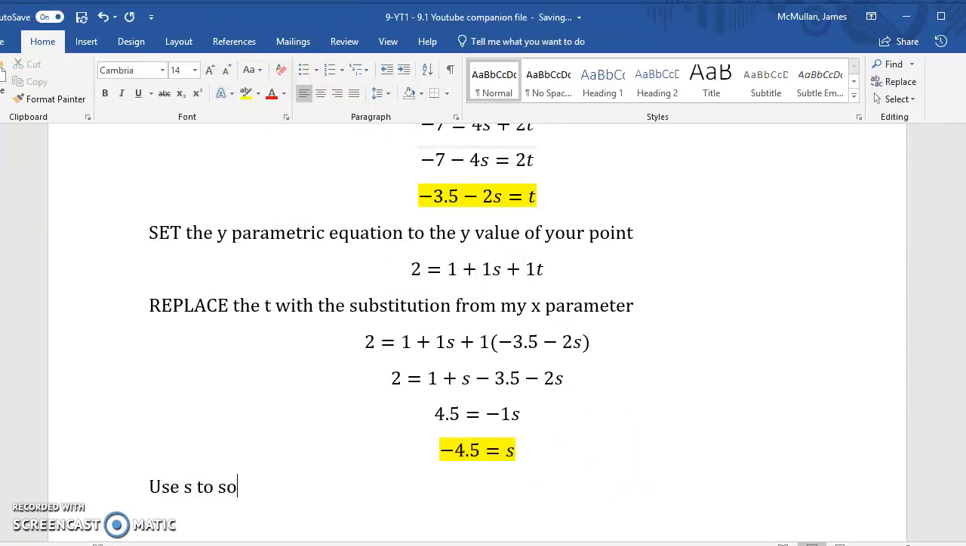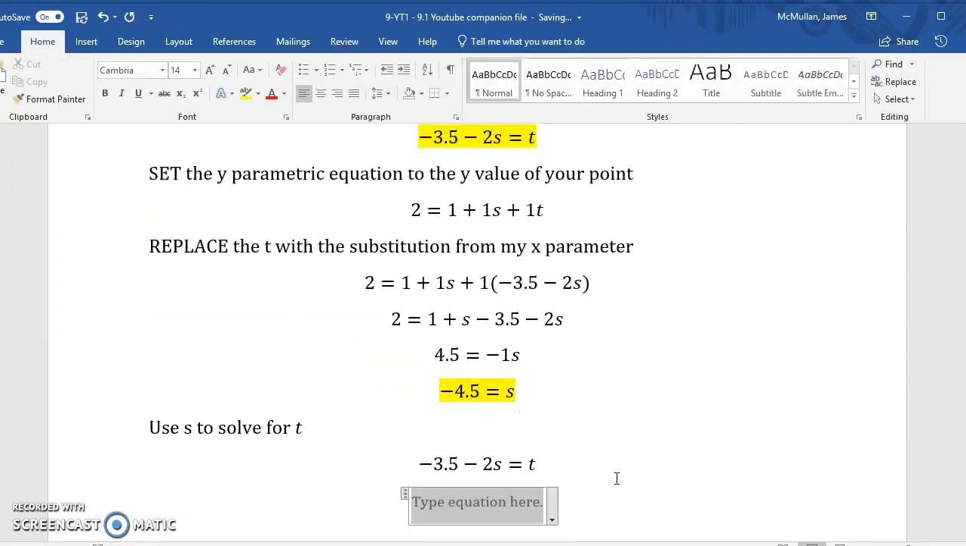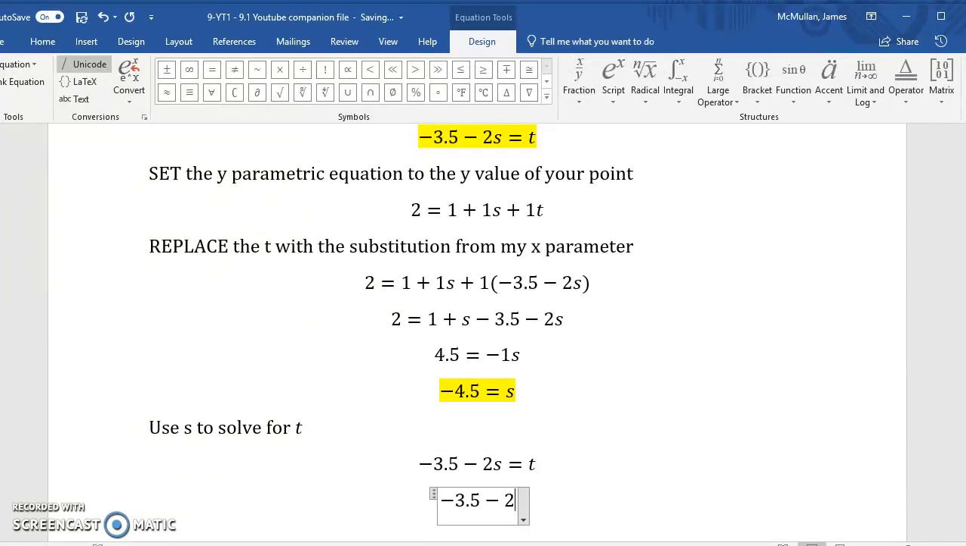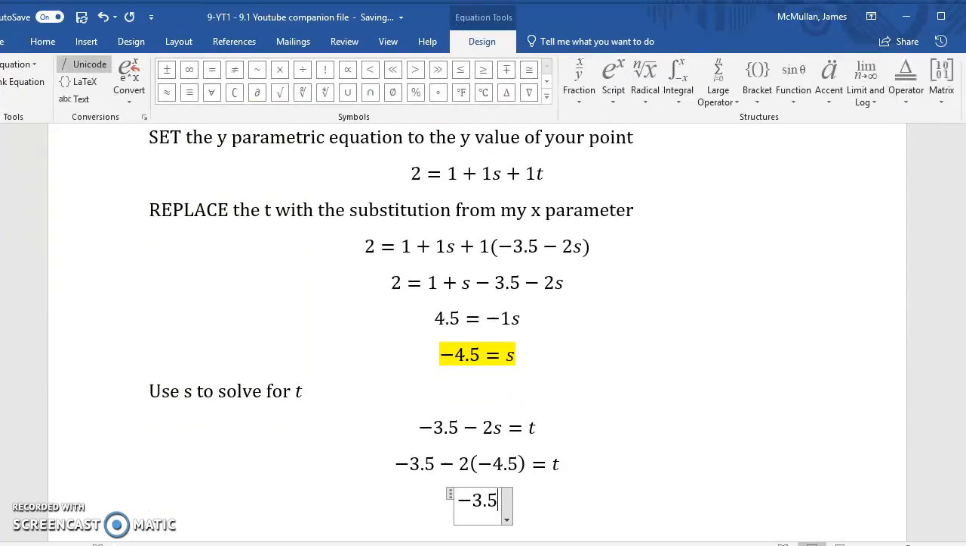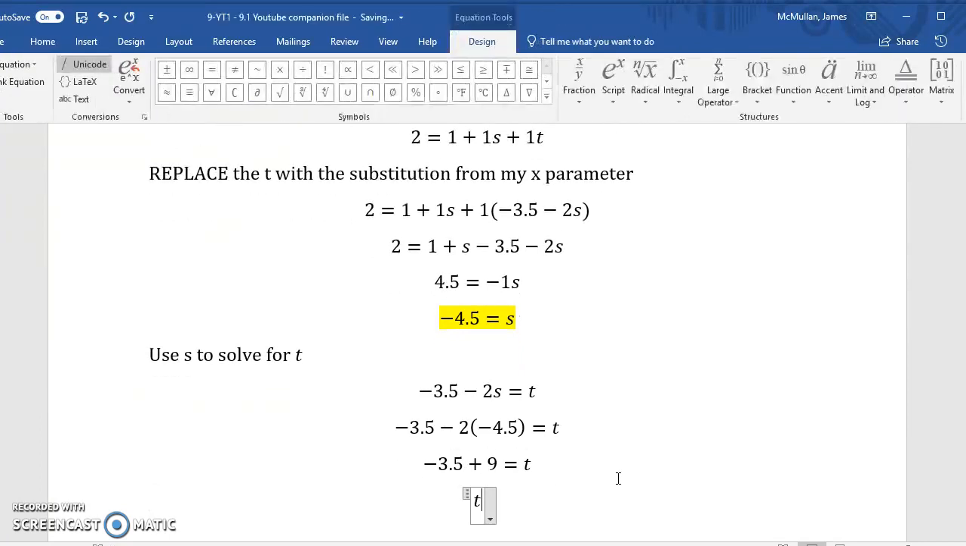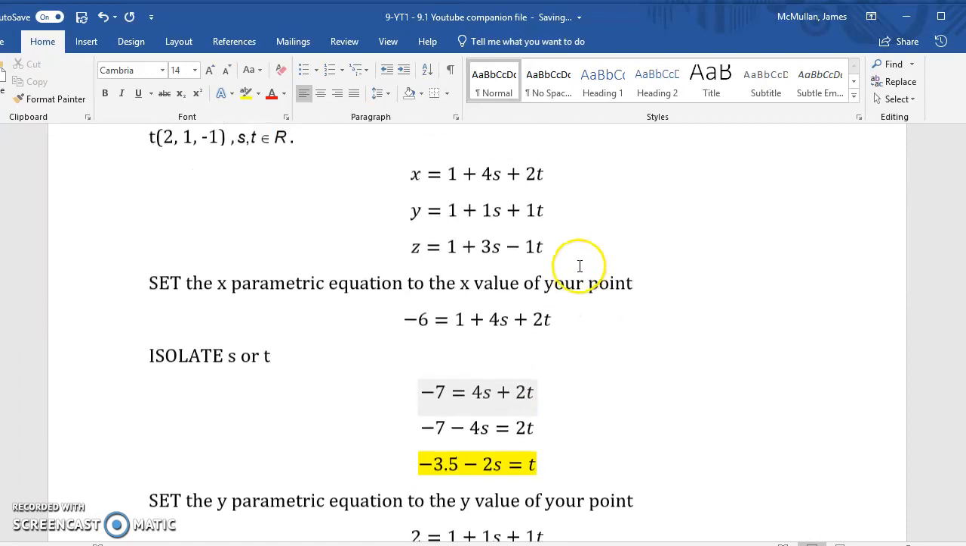Use s to solve for t. Okay, so we know that -3.5 minus 2s equals t. So we go -3.5 minus 2 times -4.5 equals t. -3.5 plus 9 equals t. And therefore t is equal to 5.5. Okay, so we know that t is 5.5 and s is -4.5. Like we did with lines, we are going to use the z equation to check. Okay, the z equation is just back up here.